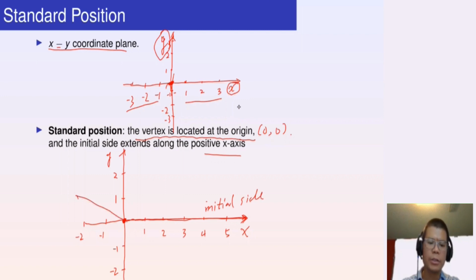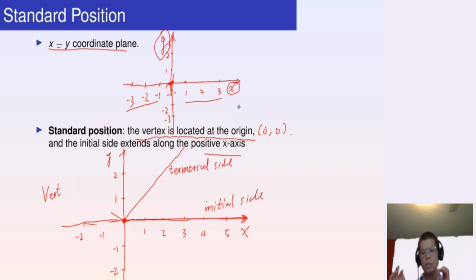And this is the vertex. Okay, and then you have another terminal side, somewhere else. Terminal side. Okay, terminal side. So this is called the standard position of an angle.